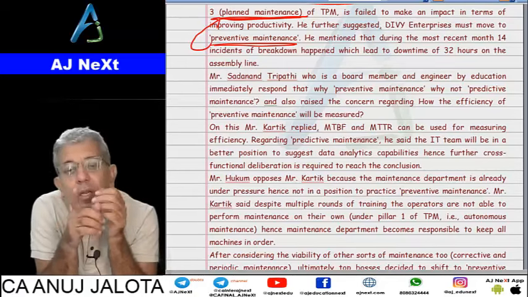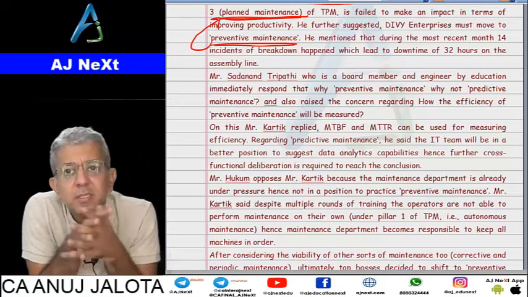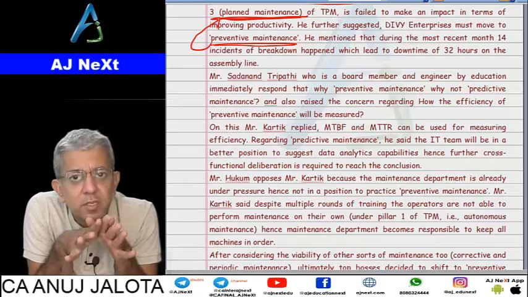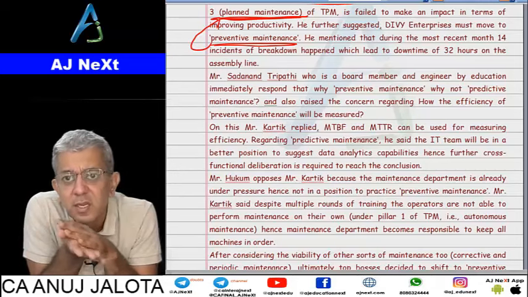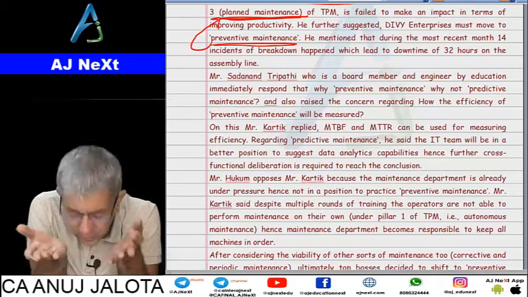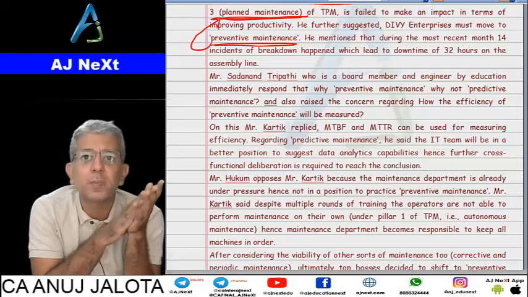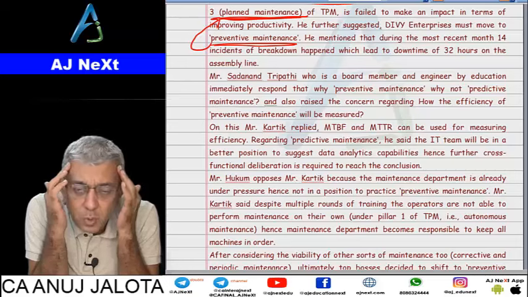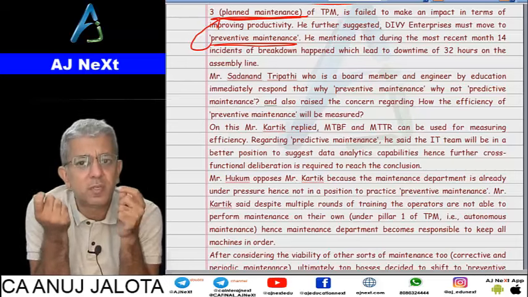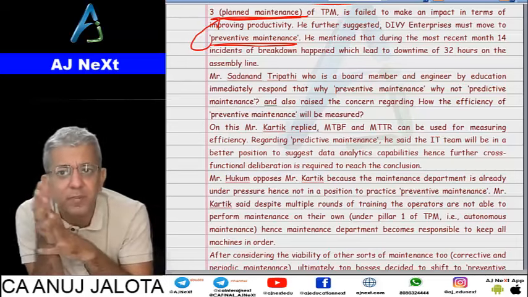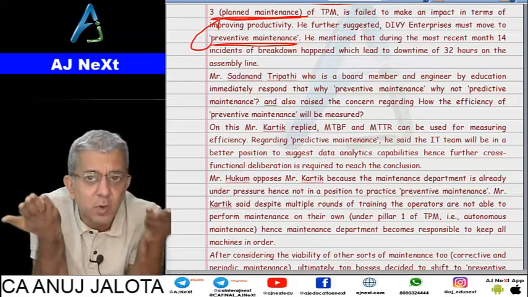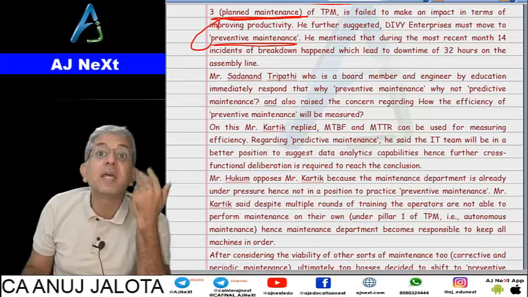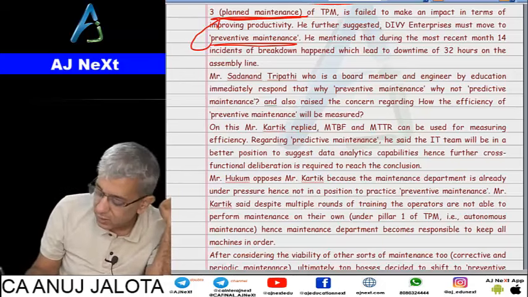If you'll remember, under autonomous maintenance, what happens is that we try to train the workers for all smaller defects. We are saying that Mr. Hukum Singh is saying that we are not being able to practice that autonomous maintenance also. So the maintenance department has to do each and every small little work. So forget about preventive maintenance, where will they have time for all these things? They are busy trying to repair every small thing, because even autonomous maintenance is not being practiced properly.